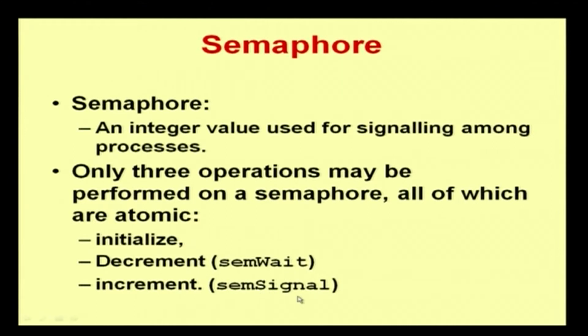When you increment, it is called a semaphore signal, or sem signal. When you decrement it, it is called semaphore wait, or sem wait. So let us consider a different example.